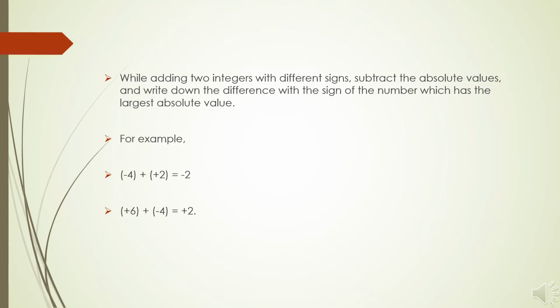-2. In the second example, we can see it is written +6 + -4 is equal to +2. First we will subtract the absolute values 6 and 4, which gives us 2, and we can see that 6 has a greater absolute value, so we will write +2.